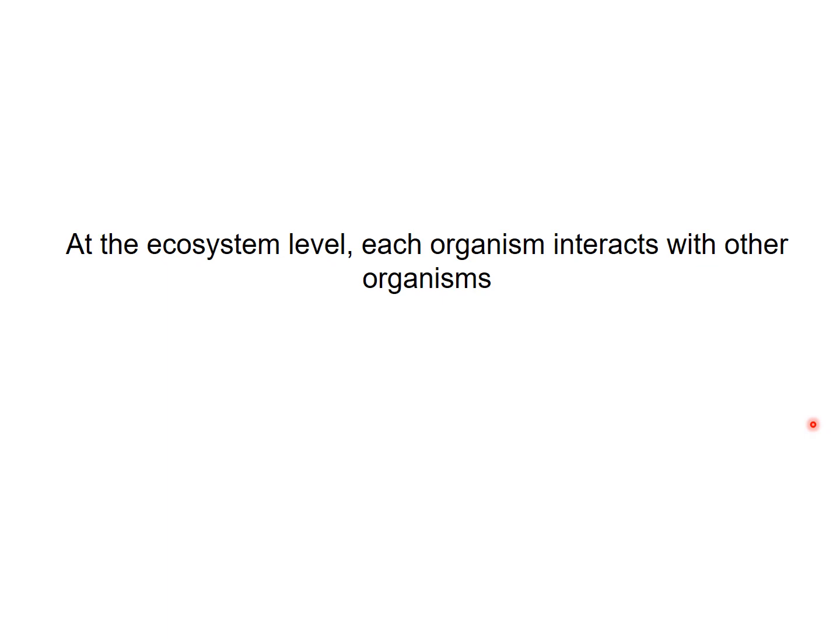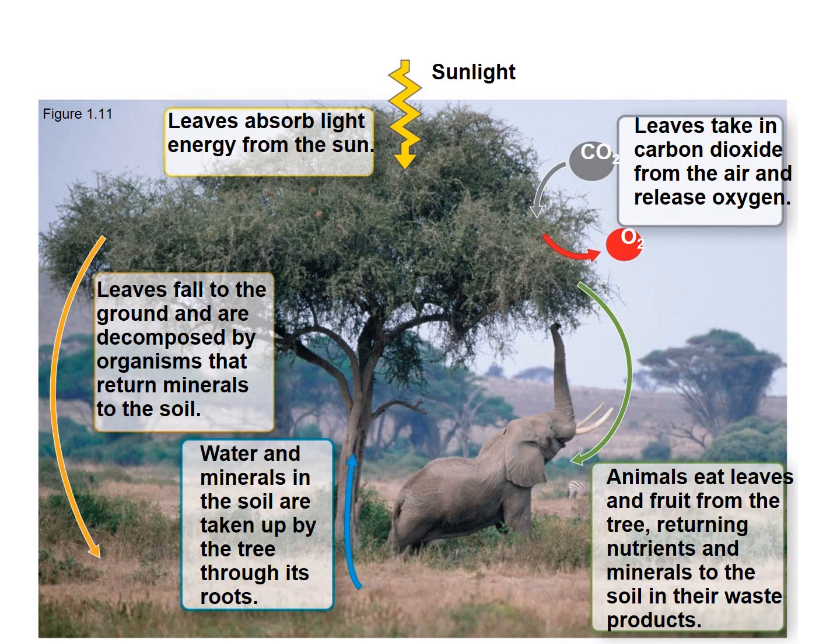So moving up to a more broad level, the ecosystem level. At the ecosystem level, each organism is going to interact with other organisms. And they can interact with the living things, right? So we already know that plants absorb sunlight, right? So they take in this energy from sunlight and they can convert it to chemical energy. Eventually, this chemical energy is stored in leaves of plants. Those can fall to the ground. They can be decomposed by those organisms that are considered decomposers, returning water and minerals to the soil.